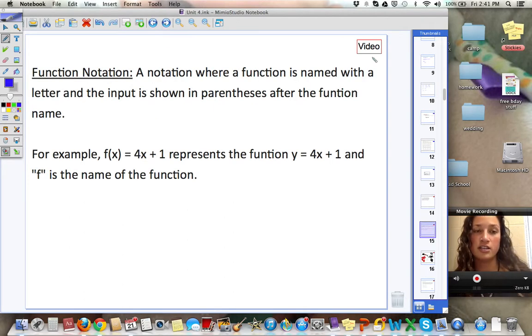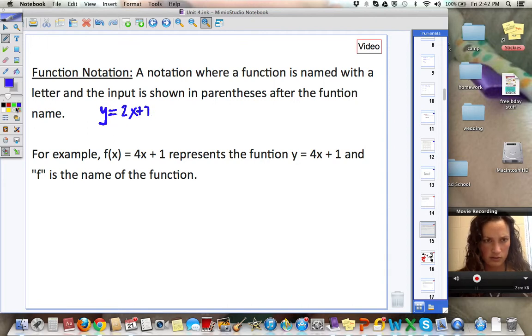So function notation. If you want to pause this, write this down, then press play. That's what I would do. Function notation is where a function is named with a letter. So normally we see, like, y equals 2x plus 7.